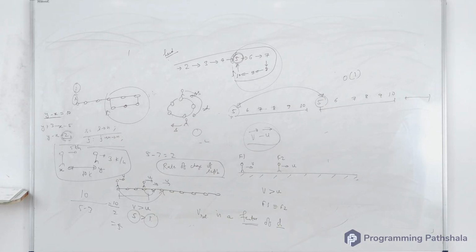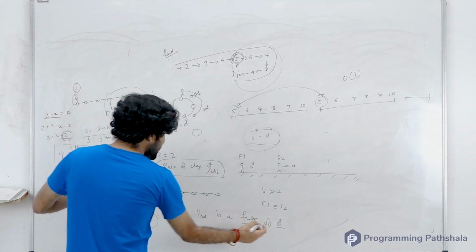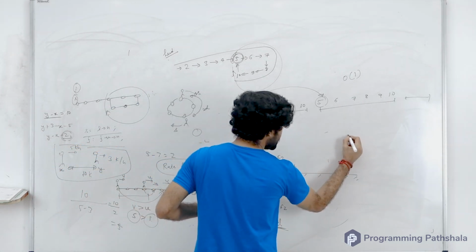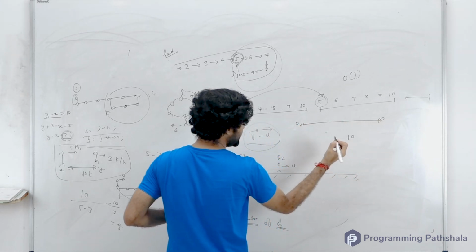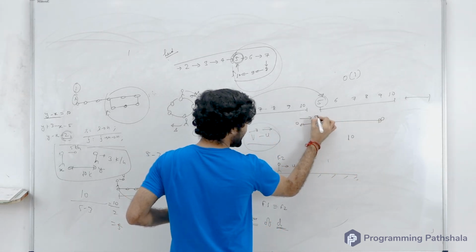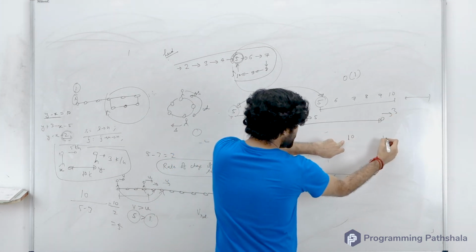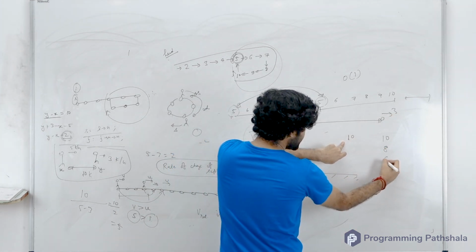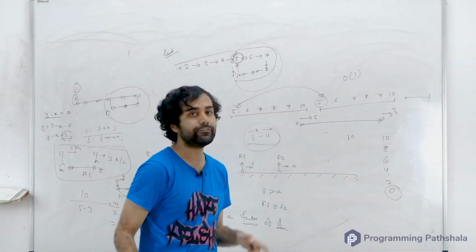If the relative speed is a factor of initial separation, will they always meet? Yes or no? The answer is yes, they will always meet. Because let's say the initial separation between the two friends was 10. And if this guy is moving with 5 and this guy is moving with 3, this 10 will become 8, then it will become 6, then 4, then 2, then 0. The moment it becomes 0, they will definitely meet.